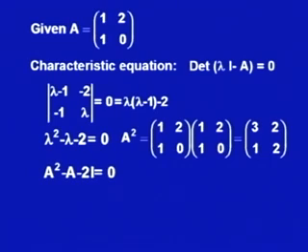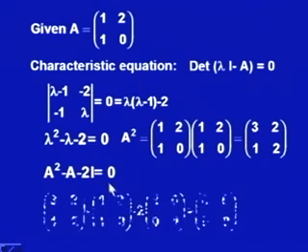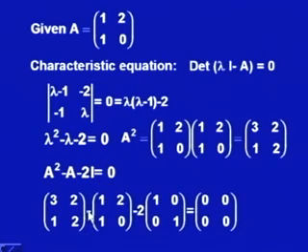Substituting the values of A square and A in the matrix equation A square minus A minus 2I gives [[3, 2], [1, 2]] minus the matrix A minus 2 times identity is equal to 0. You can check 3 minus 1 minus 2 is 0, and similarly other terms, and we will have A square minus A minus 2I equal to 0. So we have proved in this example that matrix A satisfies its characteristic polynomial.